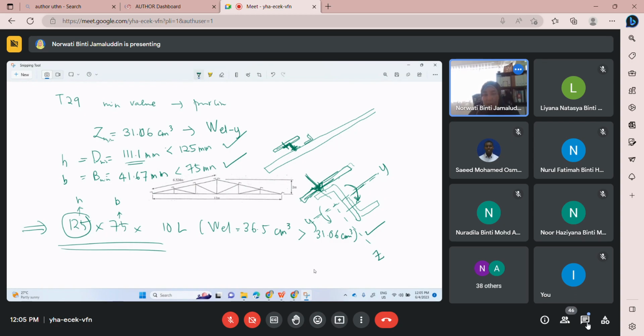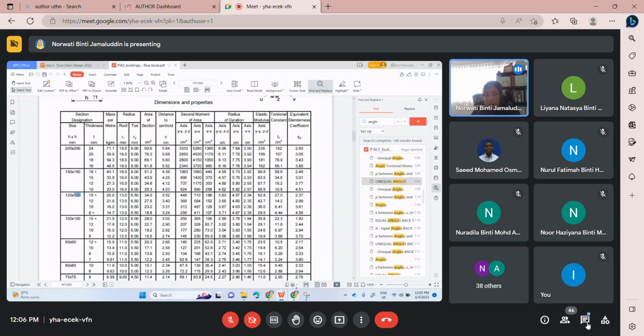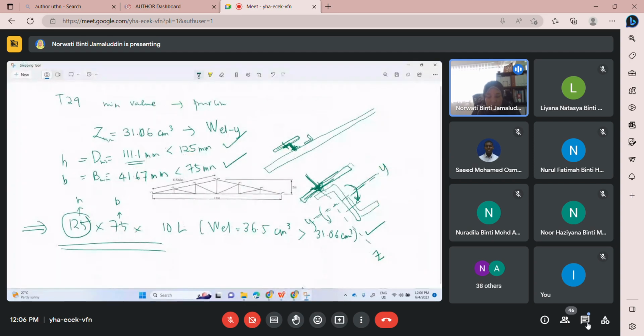I just feel that I provide slightly just enough, more than enough, but not excess. Tak berlebihan. Okay, it depends. You still can use this size. It still passes. Soalan lain? Is there any other question? Any other question? So far okay, Doktor.